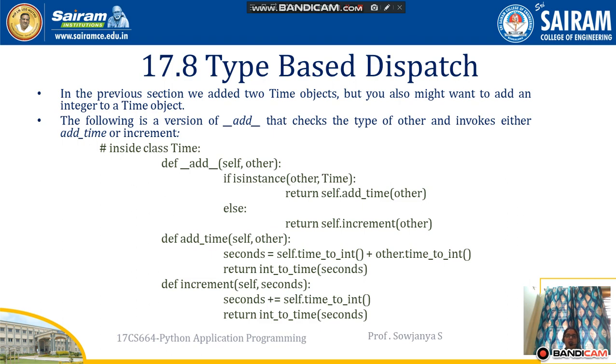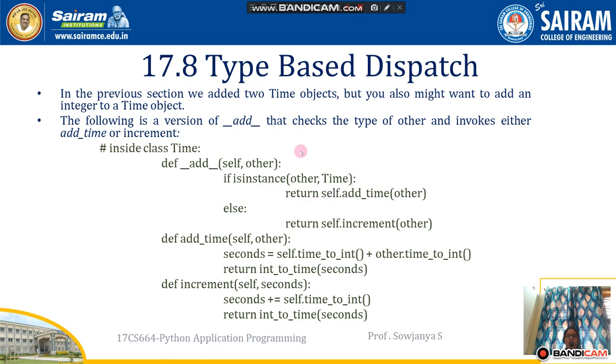In the previous section we added two time objects using the method add. But you also want to add an integer to a time object. How do you add an integer to a time object? That is called type-based dispatch. The following version of add checks the type of other and invokes either add_time or increment.